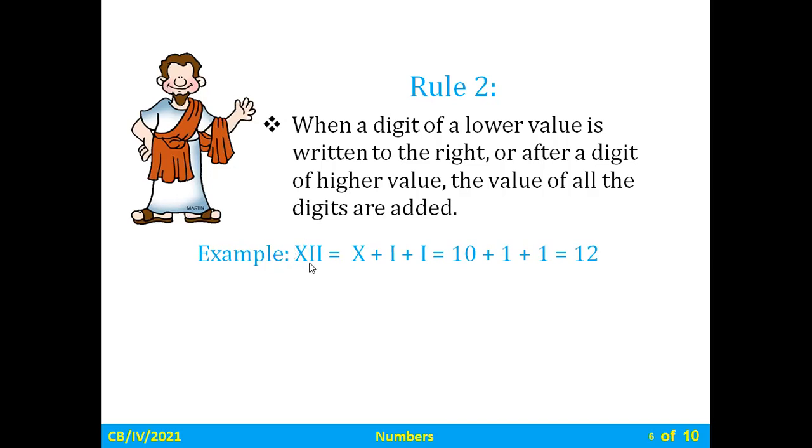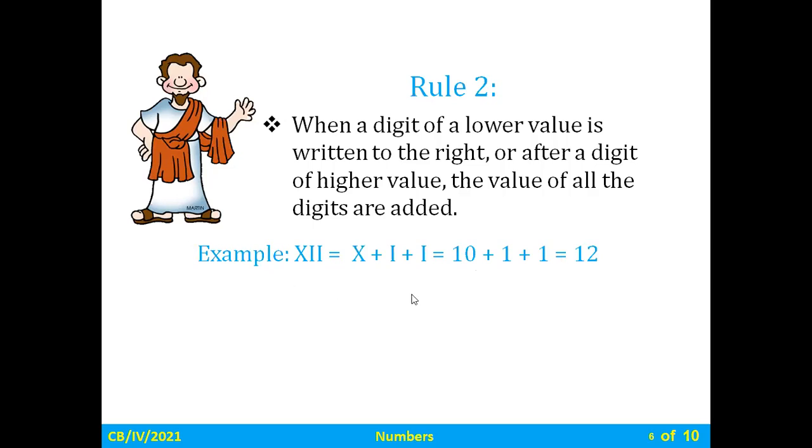So when we write the smaller value to the right of the higher value, we add all the values. So 10 plus 1 plus 1 gives us 12, right? You can see these are the Roman numerals added, and these are the Hindu Arabic numerals. Now these 1, 2, 3, 4, what we have learned from our nursery and KG kindergarten times, these are known as Hindu Arabic numerals.